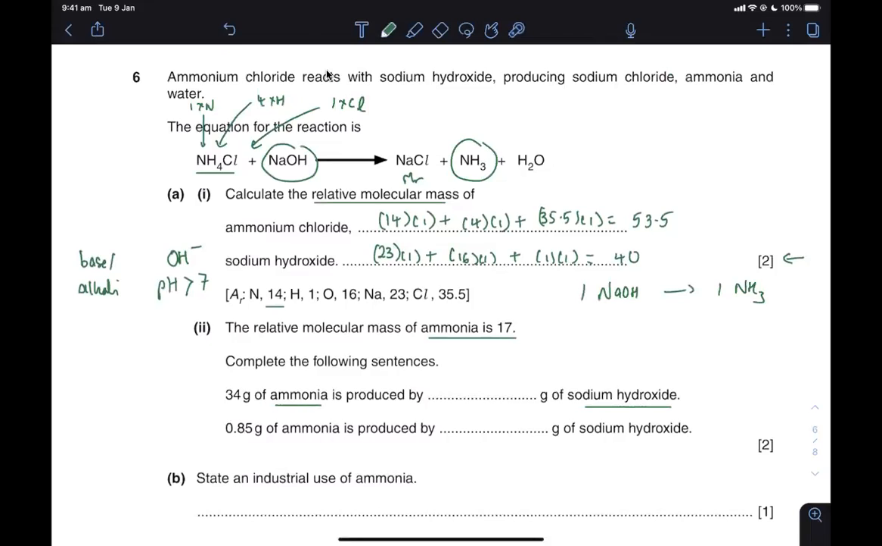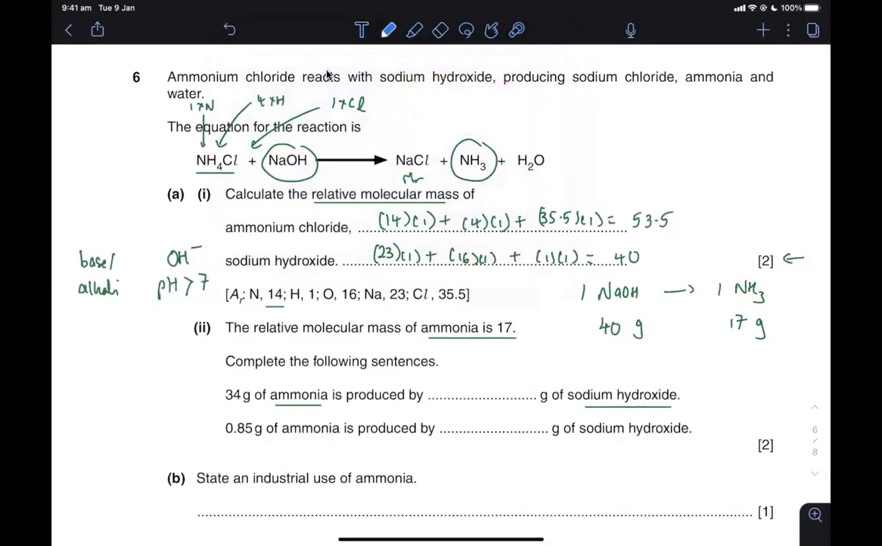And then what happened is I look at the Mr. Sodium hydroxide is 40 and I have 1 formula unit. So I put down 40 there. If I have 2 formula units, I have to multiply by 2 because this is for 1 unit. If this is 3, I have to multiply by 3. This is also 1 and it's already given, 17. So 40 grams of NaOH will give me 17 grams of NH3.